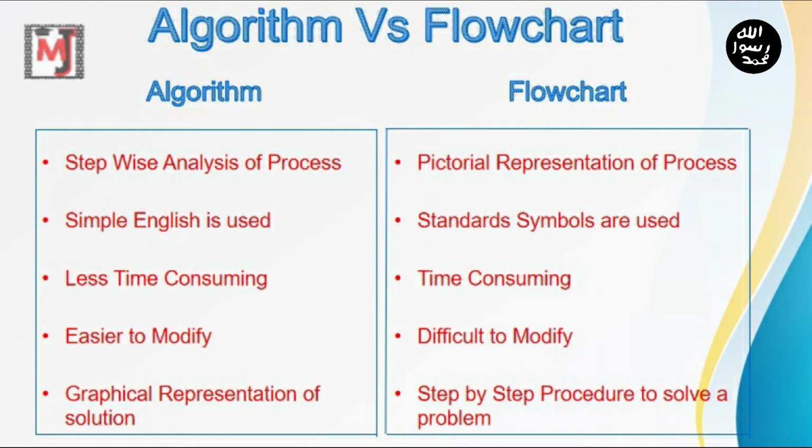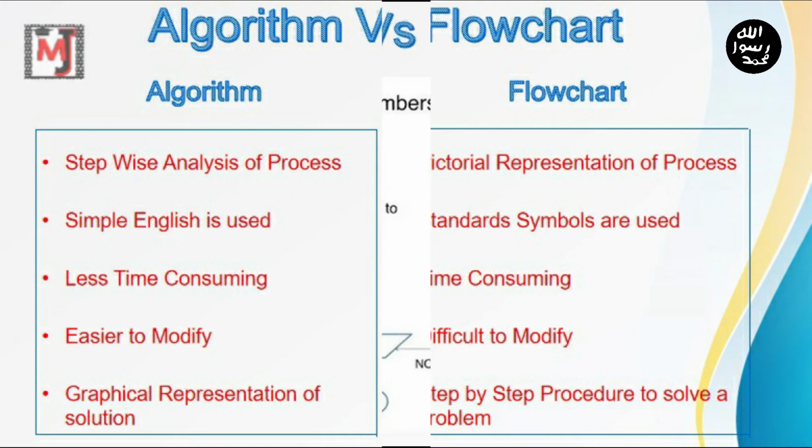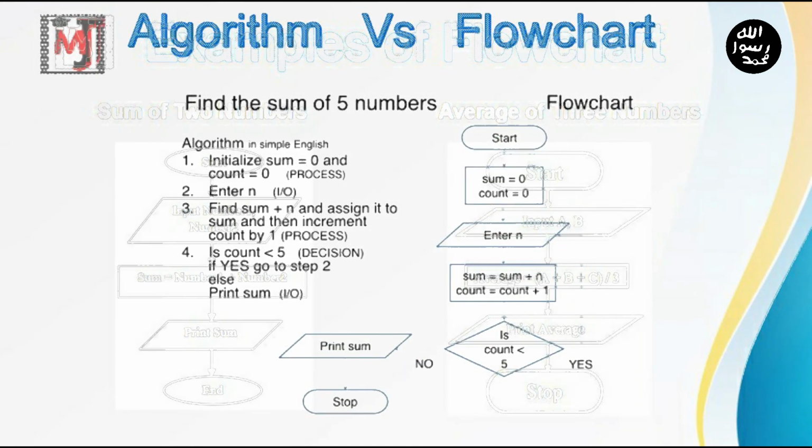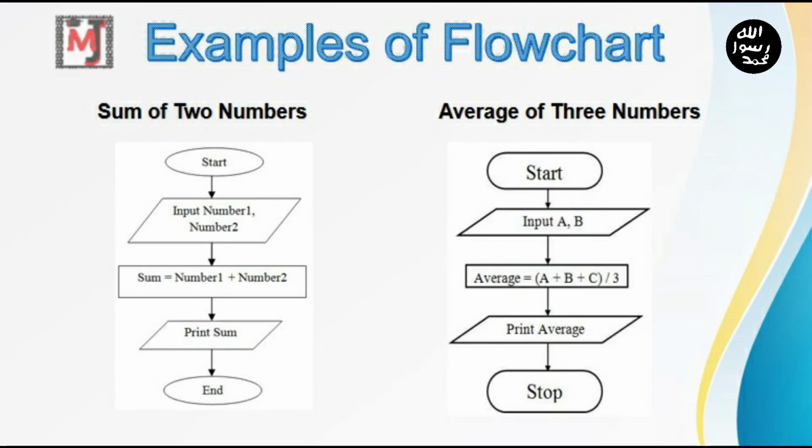And then fourth, it is easier to modify an algorithm, whereas it is difficult to modify a flowchart. And the last one is that an algorithm is a step-by-step procedure to solve a problem, whereas a flowchart is a graphical representation of the solution. And you can also differentiate them by seeing the example that is shown on your screen. And at the last, we will discuss some examples of flowcharts.